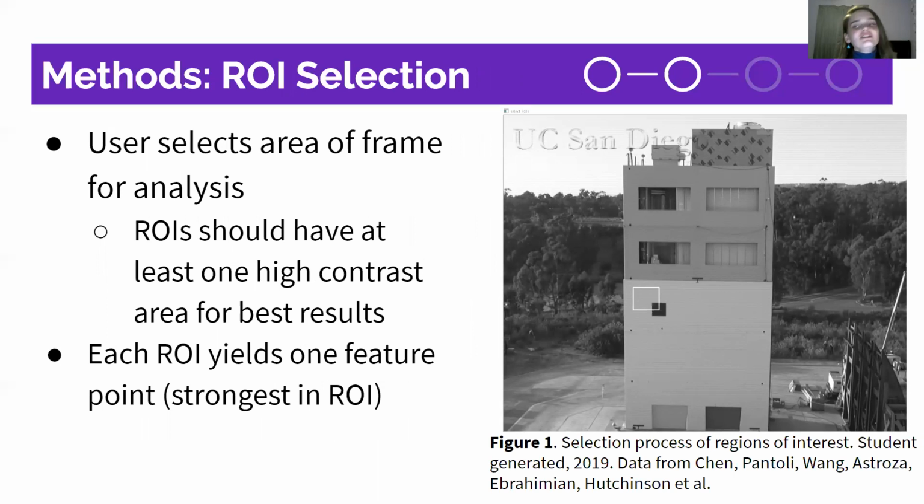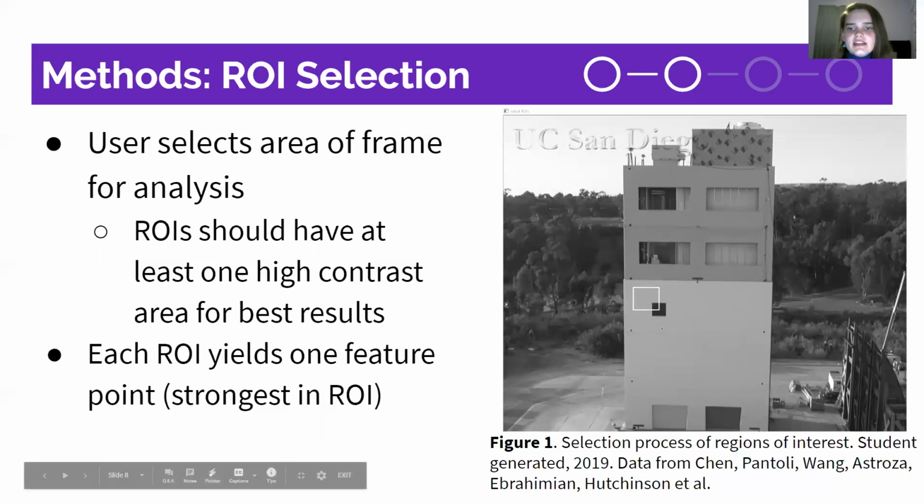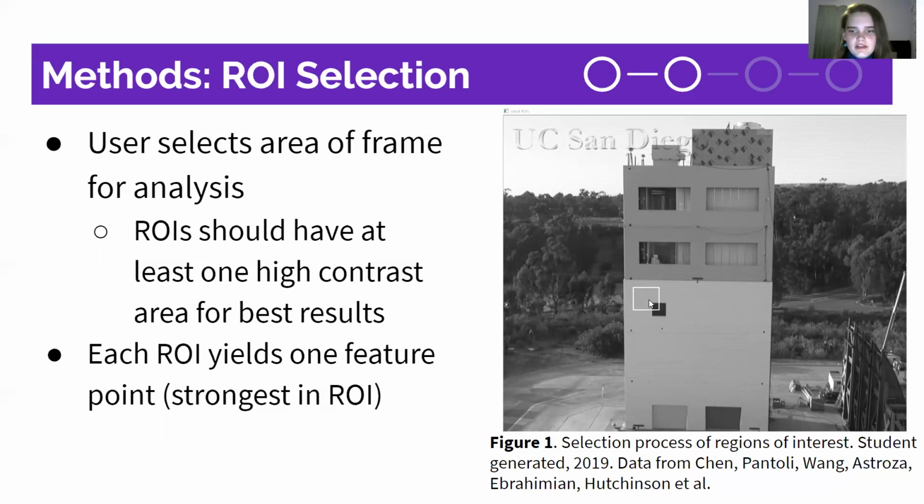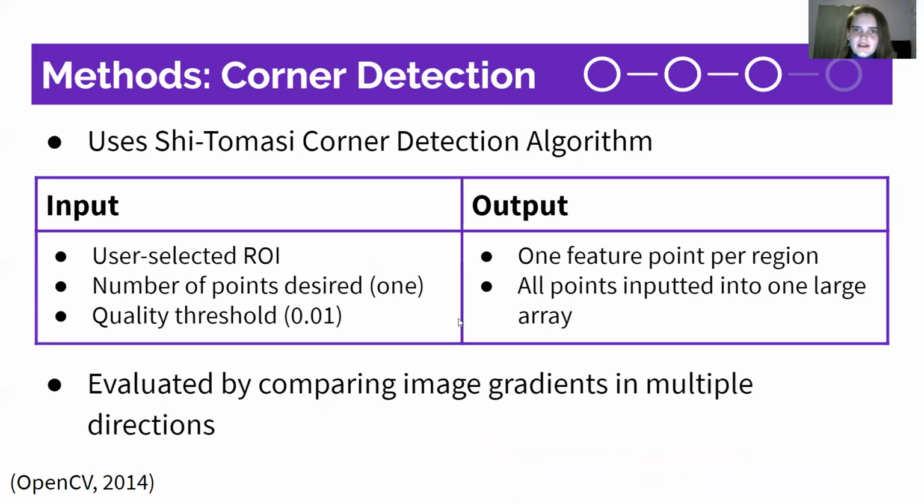ROI stands for region of interest. This is a region that the user deems to contain a feature point, which is a point that you would want to track throughout the video. For example, on this image here, the user is selecting an ROI. The feature point in this region is probably this corner right here. Since all feature points need to be easily identifiable in each frame, they're usually deemed as corners, which leads us into the corner detection algorithm.